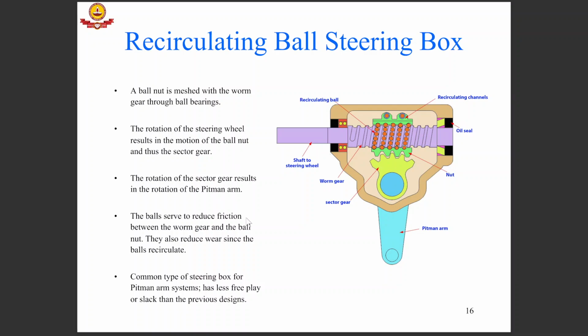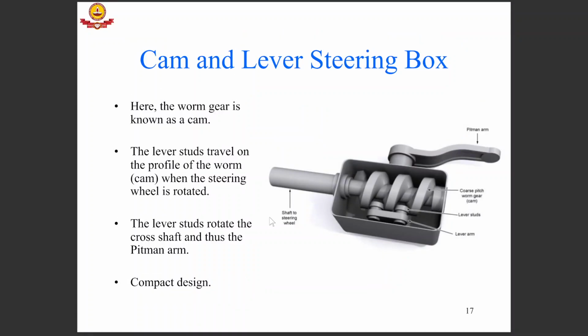So these balls serve to reduce friction between the worm gear and the ball nut, and they also reduce wear since the balls recirculate instead of having one ball as in the previous one. This is a common type of steering box for a pitman arm system. It has less free play, or slack, than the previous designs.